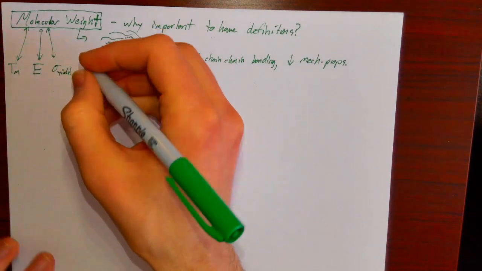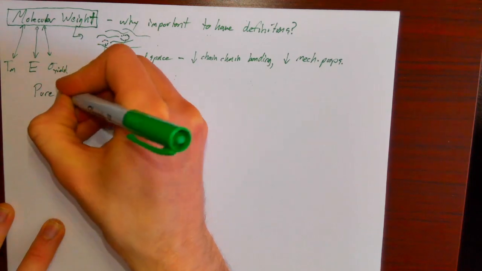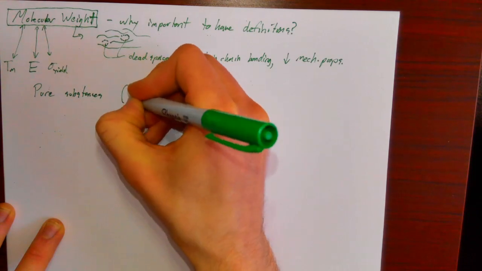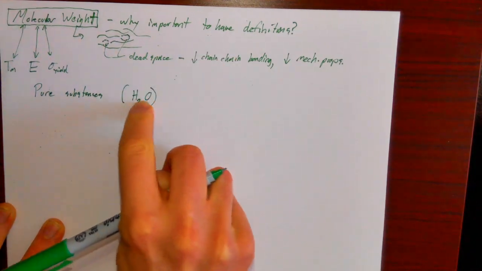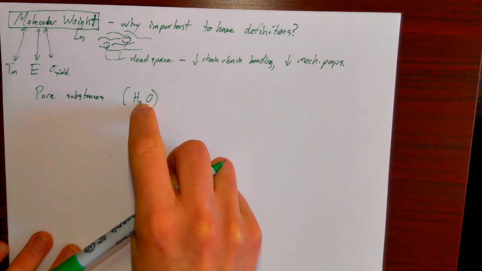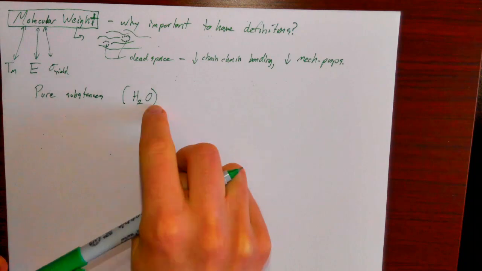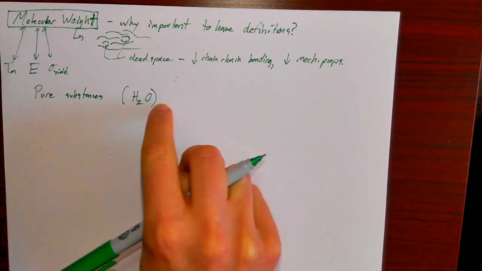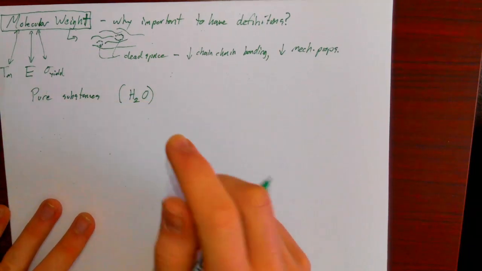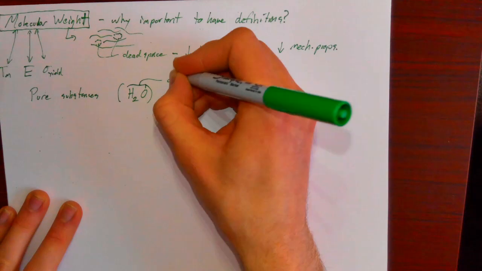Of course, molecular weight is pretty straightforward for pure substances, for example H2O, where every water molecule is the same as every other water molecule. If we ignore things like deuterium or heavy hydrogen or different isotopes, every water molecule is the same as every other water molecule, right? So they're all the same.